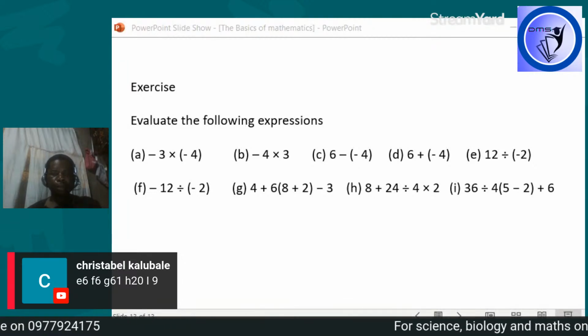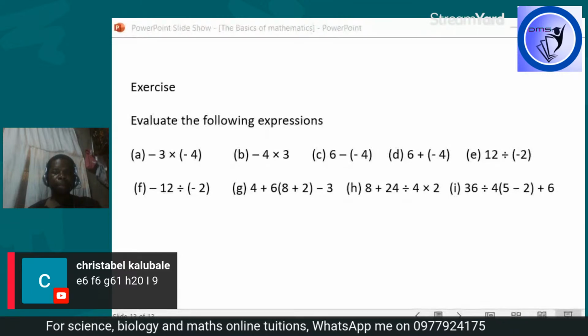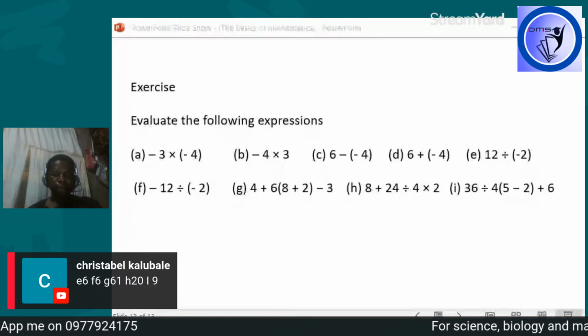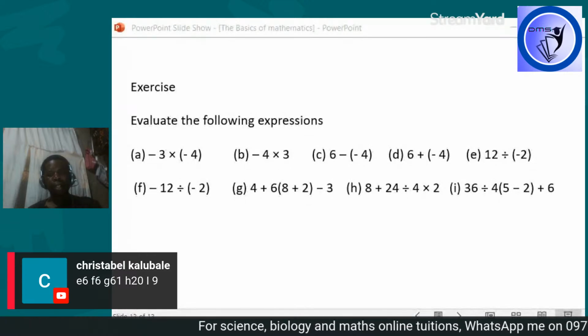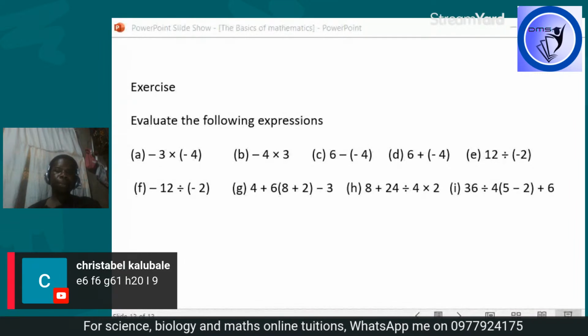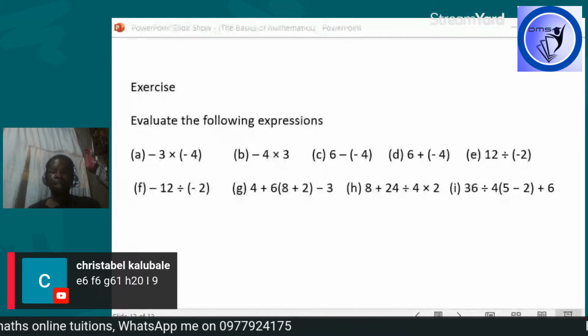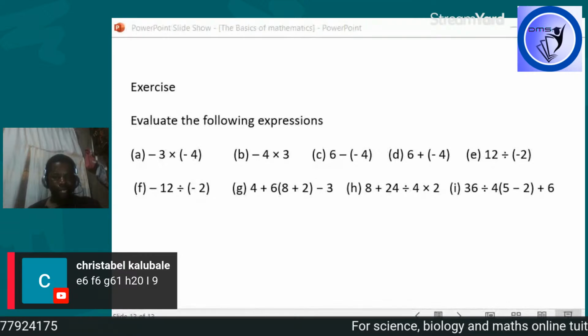Then in G, what have you found on G? G, let me see. This is supposed to be 10, then 10 times 6, which is 60, 60 minus 3, which is 57, plus 4, which is supposed to be 61, I'm sure. So that is not true, Chris. Yeah, you have gotten it correctly. Christabel, G is 61. Yeah.